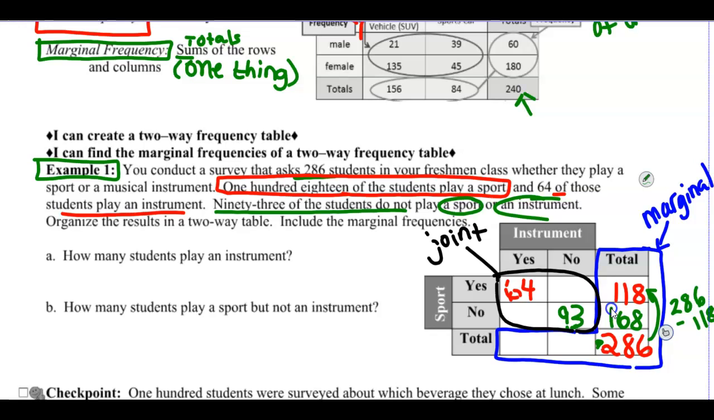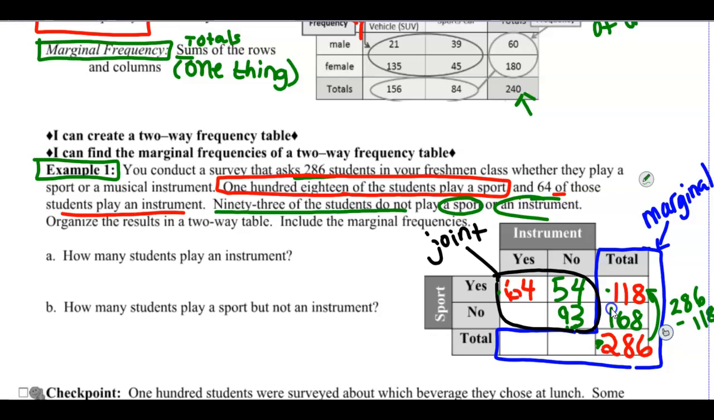Now, here's another way. Again, we can use subtraction. I have one of my totals, and I need to find, say, this missing one. So I'm going to take my total, my 118, minus this 64 here. We always want to take the bigger number minus the smaller number. With data and two-way tables, there's never going to be negative people. So that's an easy way to remember.